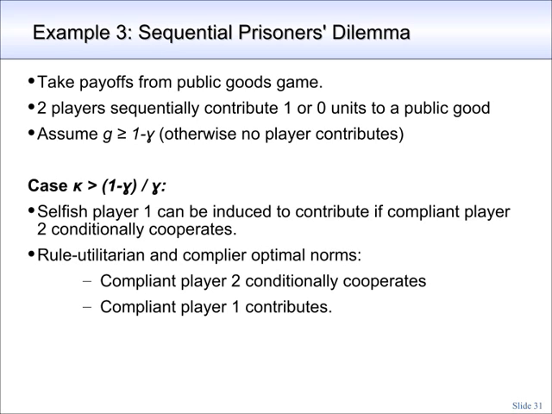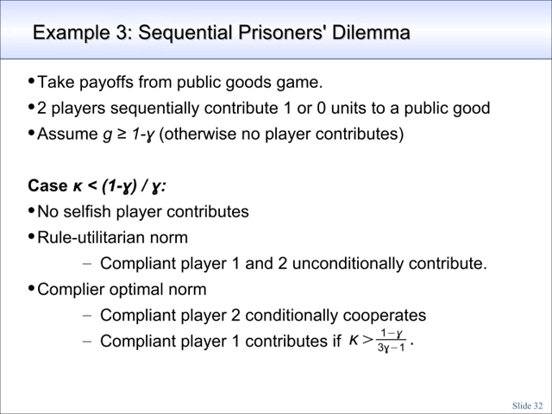Then both a rule-utilitarian and complier optimal norm prescribes a compliant player 2 to conditionally cooperate and a compliant player 1 to contribute, and also a selfish player 1 will contribute in the resulting norm equilibrium. If the complier's share falls below that threshold, no selfish player can ever be induced to contribute.